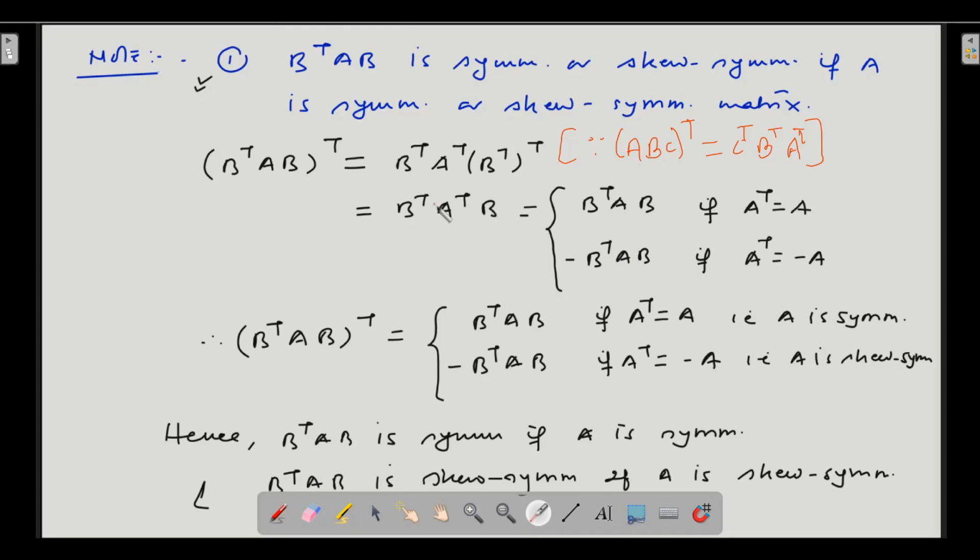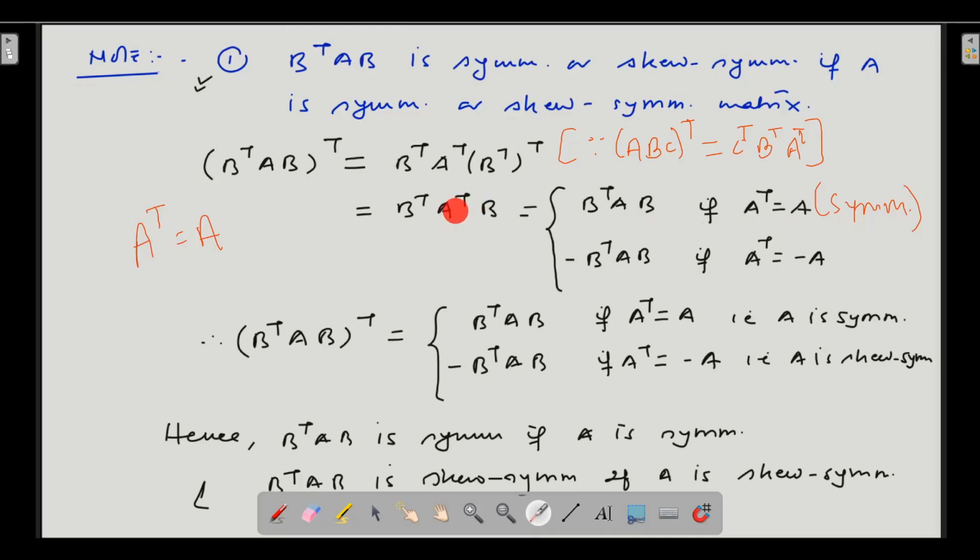Now have a look. Consider this A transpose. We know this very well, that A transpose will be equal to A when it is symmetric. So when A is symmetric, what will happen? This A transpose will convert into A. So B transpose AB, if A transpose is equal to A, that is A is symmetric.